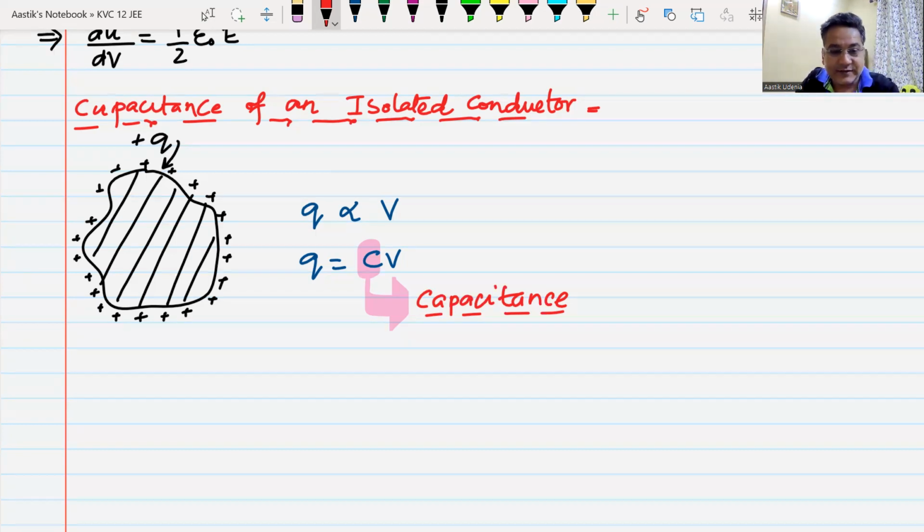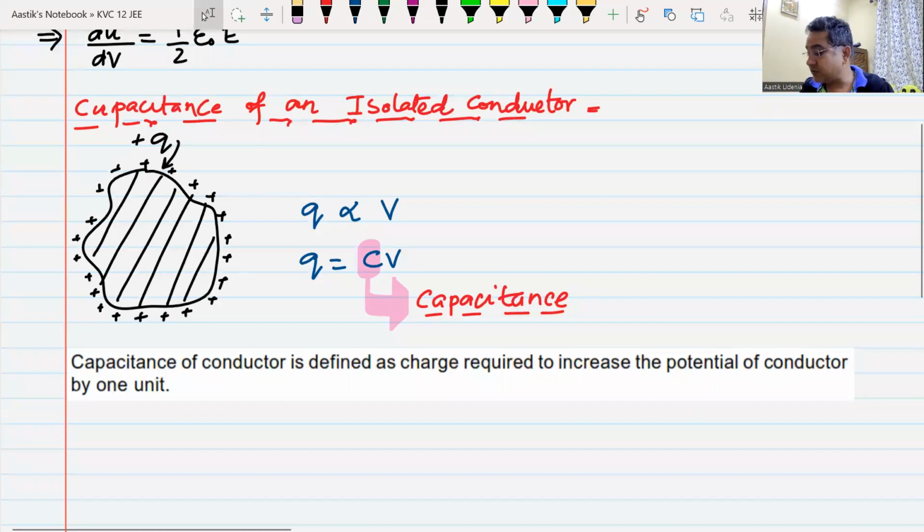Not by Faraday, sir, but by finding out how much charge is required to change the potential of this conductor by 1 unit. That is how I can measure its ability. Okay, so this is how I measure.